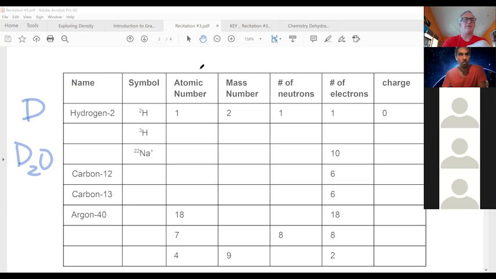Hydrogen 3. Right. Oh, sorry. Did you say group 1?